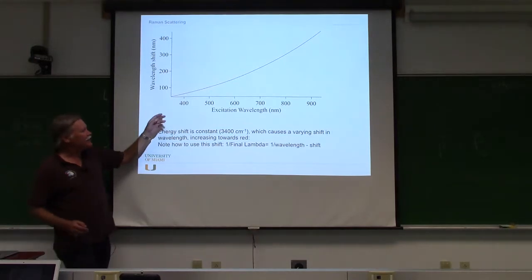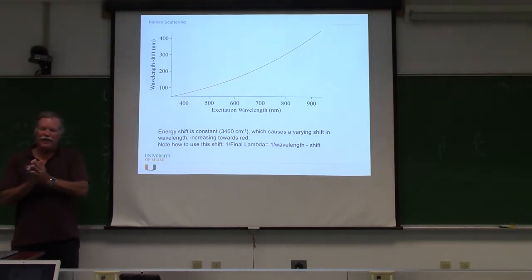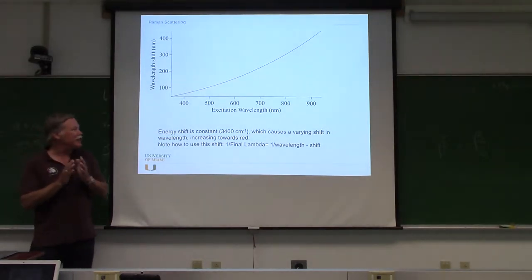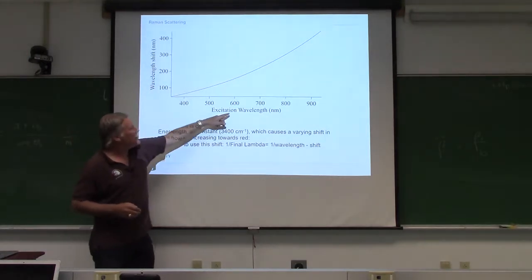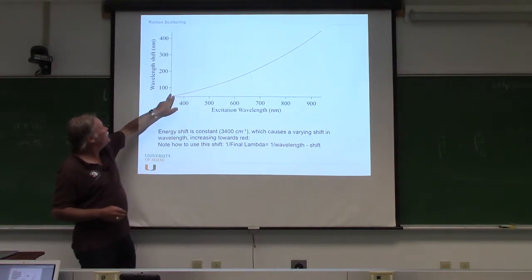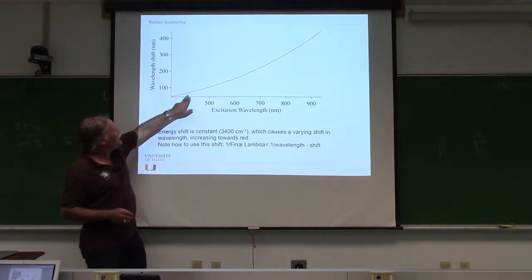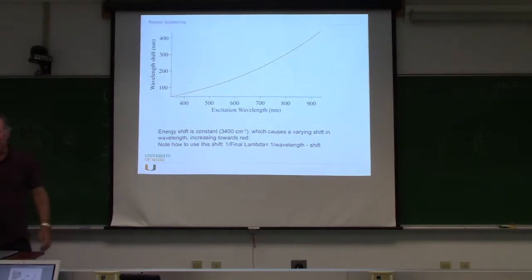As I said, the wavenumber shift is constant, which means that the difference in wavelength between the excitation and the emission changes. So this graph just shows the wavelength shift versus excitation wavelength. At 400 nanometers, the shift is about 70 nanometers. As you get to higher wavelengths, the shift increases in wavelength.